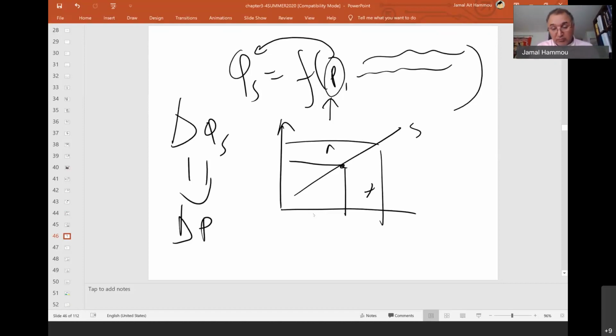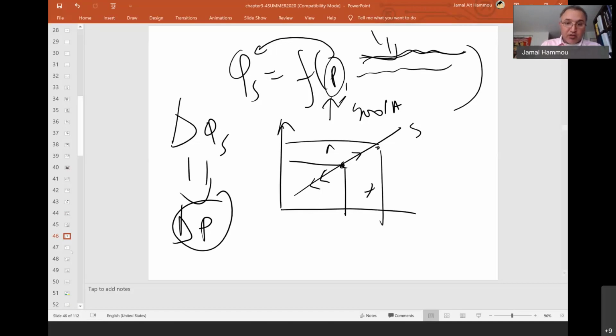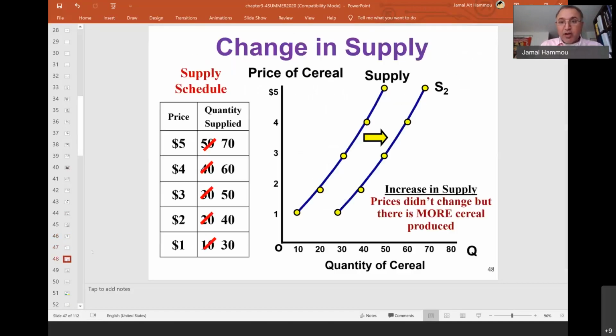Everything else equal, when I change the price of a product, whatever good A is here, I'm moving along the supply curve, up and down. I'm not going outside of the supply curve to the left or to the right. When I'm keeping everything else equal and changing the price, I'm moving along the supply curve. Now, what happens if we change one of the other variables? Now we have to talk about change in supply. In a change in supply, we are moving the supply curve.